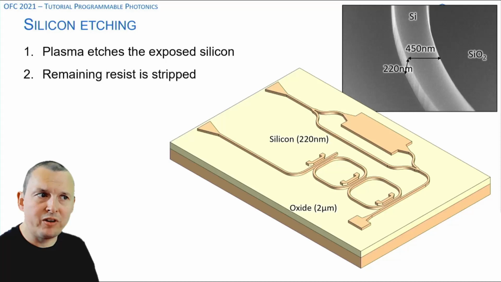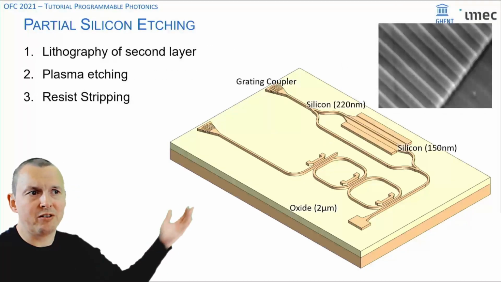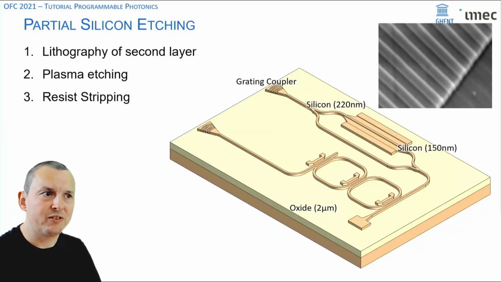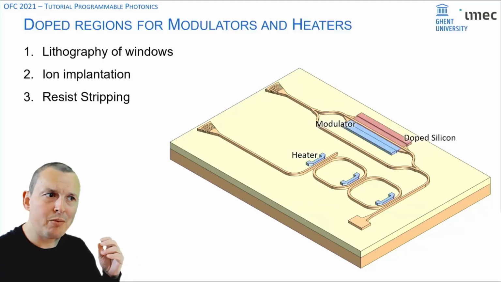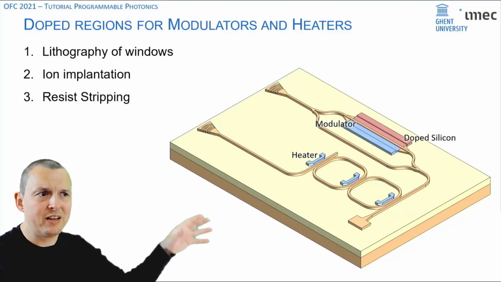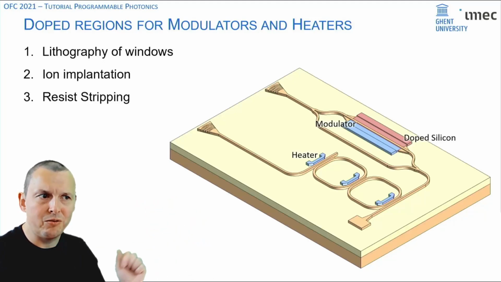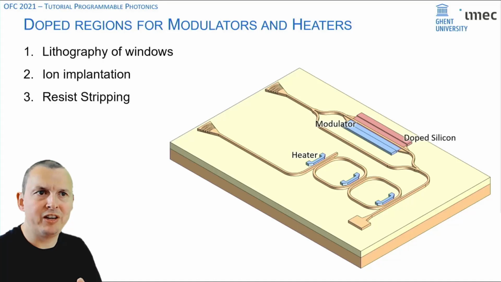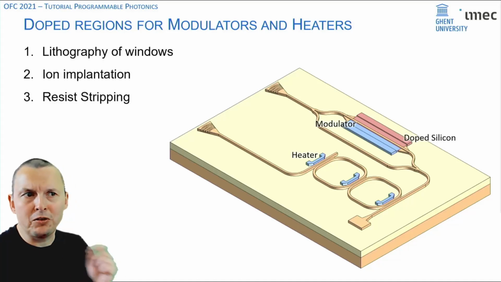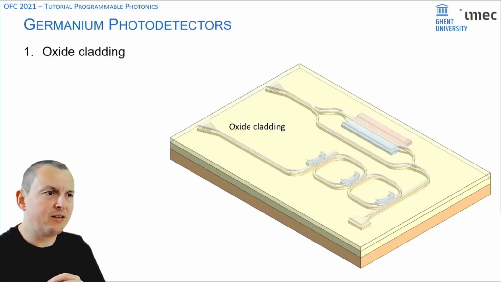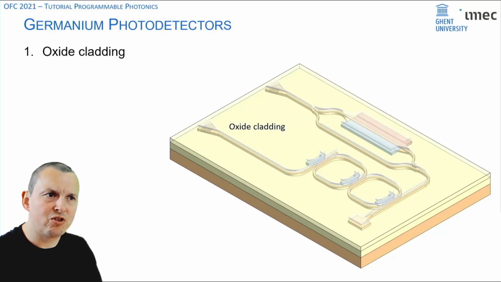And this is a step that you can repeat, for instance, to define shallow edged grating couplers. Now, once your passive structures are defined, you can use implantations to implement a modulator, a diode in a modulator, or an electrical resistor for a heater. Now, the photodetectors are a bit more complicated because for that you need to introduce germanium.